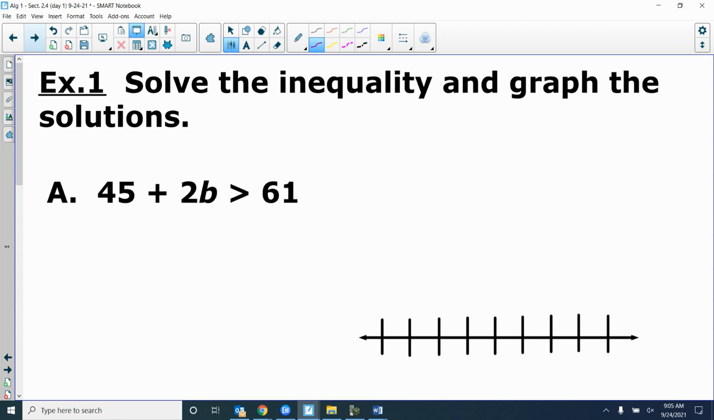Subtract 45. All right, we're going to do exactly like we do with equations. I'm going to subtract 45, and I get 2b is greater than, okay, I'm going to really emphasize, those of you who kind of have that greater than less than backwards, make sure you're reading that every time. That is greater than. You wrote 16. I put 16? Yeah. Is that wrong? 61.